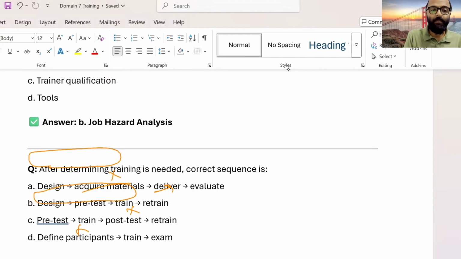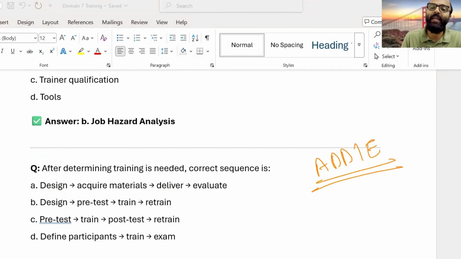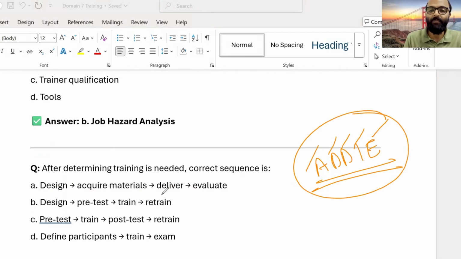After determining training is needed, the correct sequence is, see, that is the ADDIE model: analyze, design, develop, implement, and evaluate. Okay, so that is the model they are asking. Evaluate. So this is the answer. Design, acquire materials, develop, and evaluate. Okay.